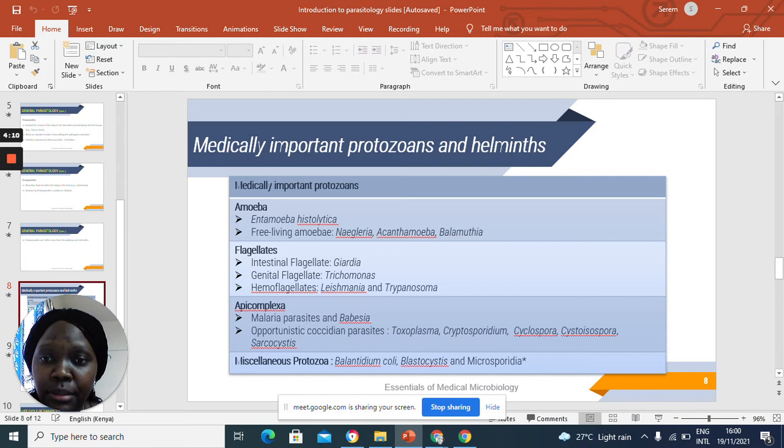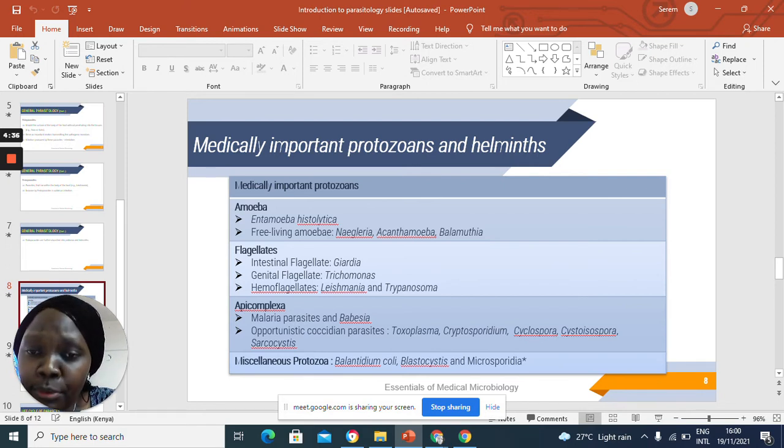Classification for protozoans is as follows. We have the amoeba. These are the free-living amoeba. They move by means of pseudopodia. For example, Entamoeba histolytica, Naegleria fowleri, the Acanthamoeba species. So we have a lot of parasites under that classification.